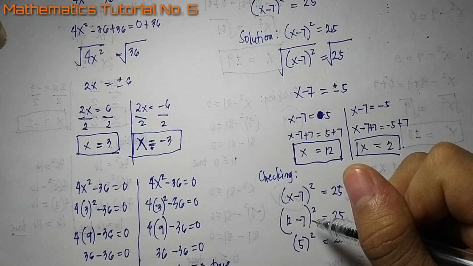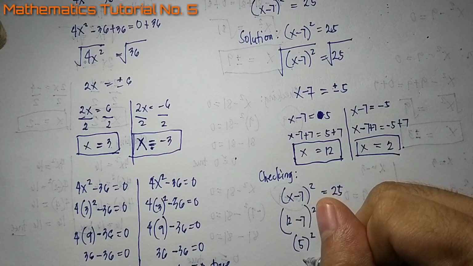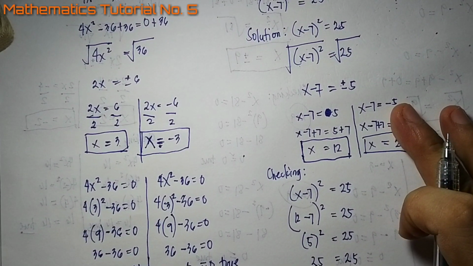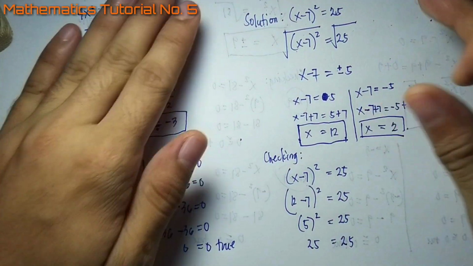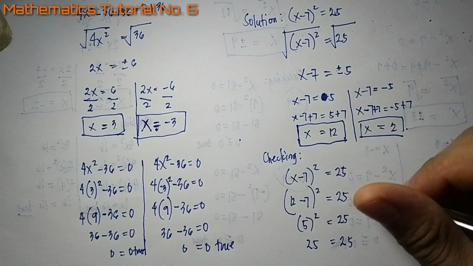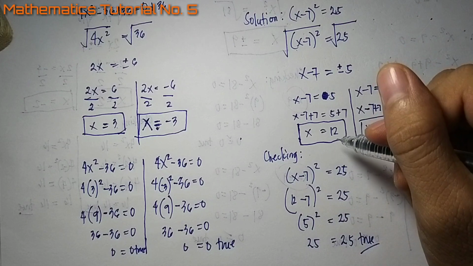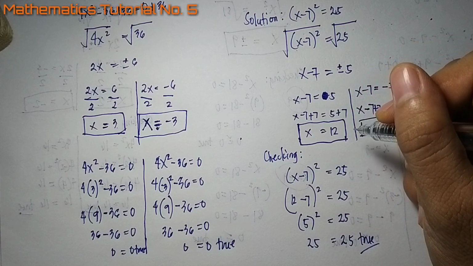Ang 5 squared pasabot ana 5 times 5. So that is 25 equals 25. Oh. So 25 daw equals 25. Tinuod. True. So meaning correct ang atong answer nga 12.